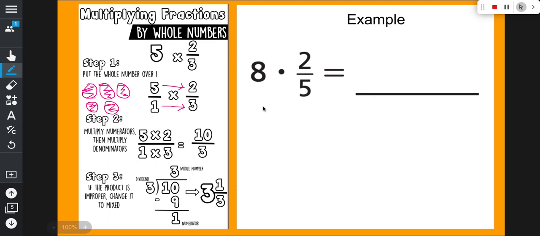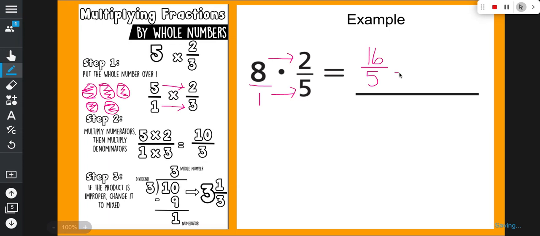Feel free to pause the video, try the example on your own, and resume when you're ready, or just follow along as we solve this problem with the steps on the side. First, we put 8 over 1. We multiply straight across the top. 8 times 2 is 16. And we multiply straight across the bottom. 1 times 5 is 5.